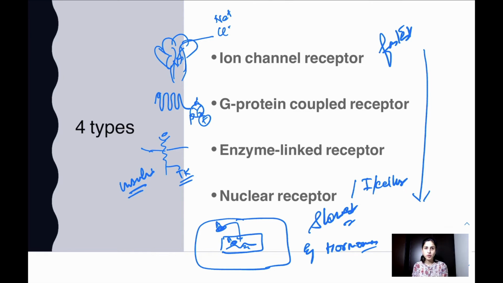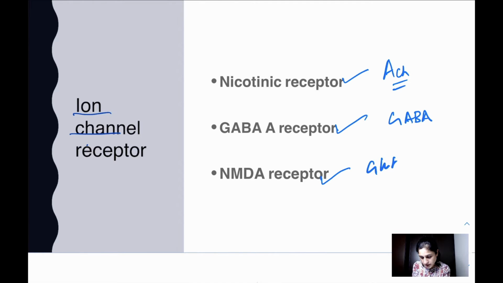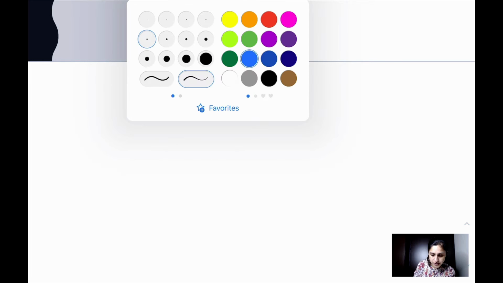Coming to the first one that I'm going to talk about, your ion channel receptor. The important examples of ion channel receptors we have are your nicotinic receptor, GABA A, and NMDA receptor. In the nicotinic receptor, acetylcholine is the agonist. In GABA A, GABA, and in NMDA, glutamate. So these are the agonists to these. They bind to these receptors and cause opening of the channel, which is the ion channel. So let's take, for example, first your nicotinic receptors.